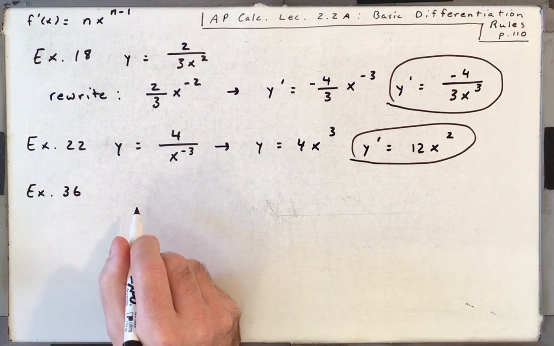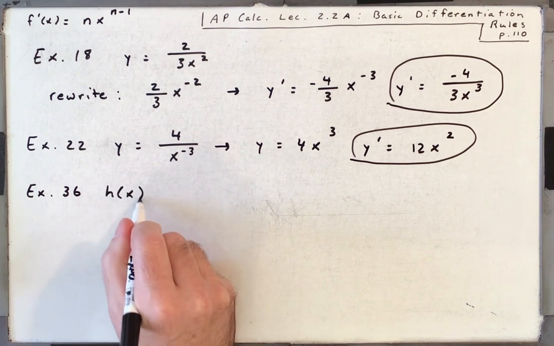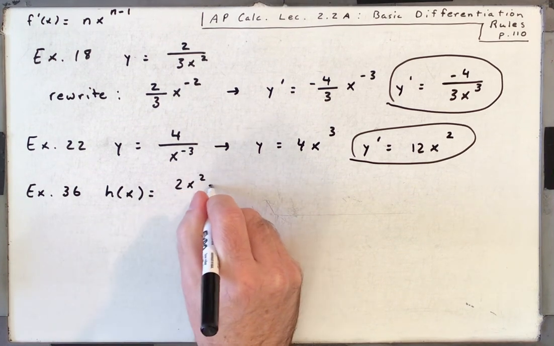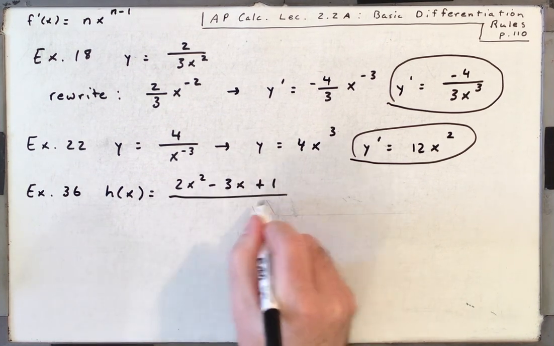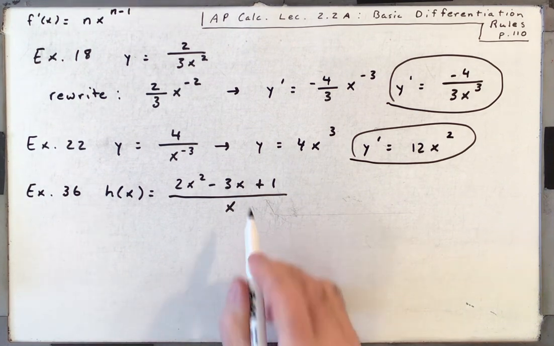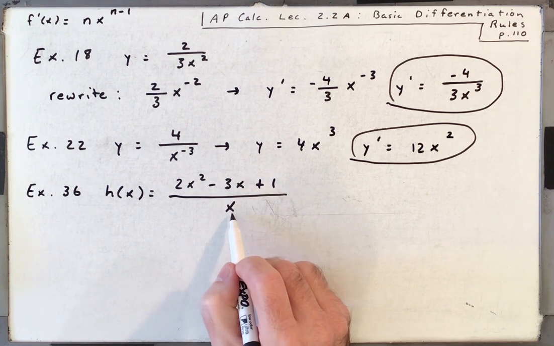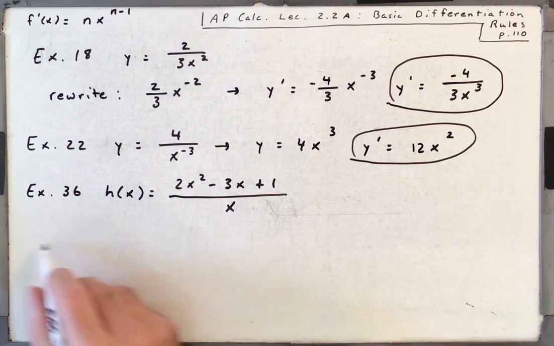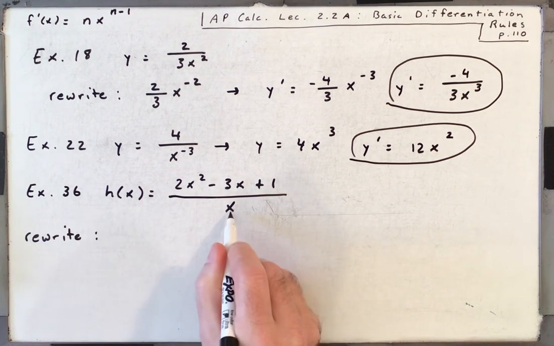Number 36. All right, we have h of x. This is a good one. Some students miss this at first. 2x squared minus 3x plus 1 over x. Now, we don't have a rule yet for a fraction that has x's in both the top and the bottom. We can deal with the fraction as a coefficient, but we don't have that rule. There is a rule for that. But it's much easier to rewrite since there's just a single denominator.